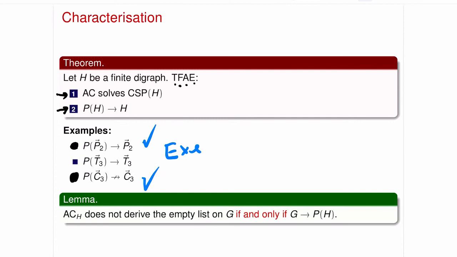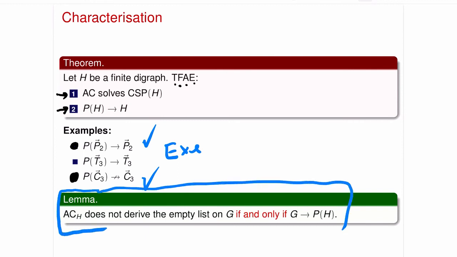To prove it in general, we rely on the following lemma. And this lemma is really very easy and links the formulation of the arc consistency procedure with the definition of the Powerset graph. Also note, look what's written there. We say arc consistency on the left. Arc consistency procedure for H does not derive the empty list on G. This is precisely the situation we are interested in. Because if the arc consistency procedure does derive the empty list on G, we already know there is no homomorphism from G to H. For sure, we say no.